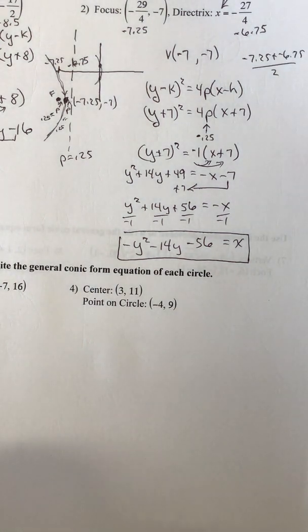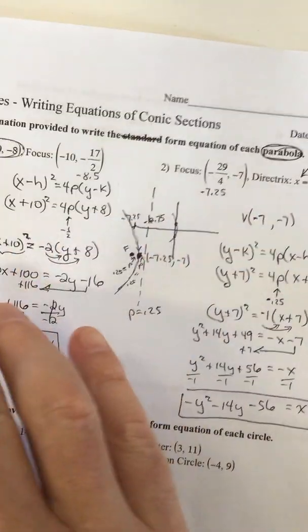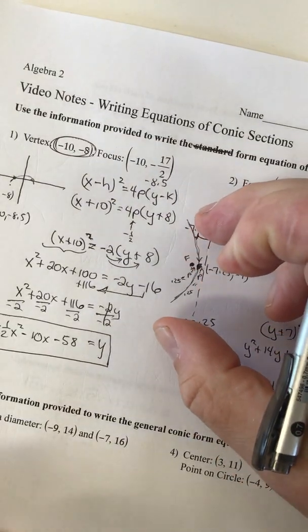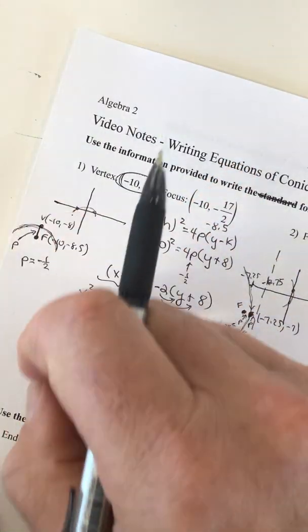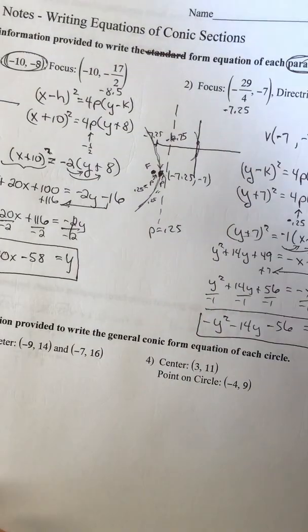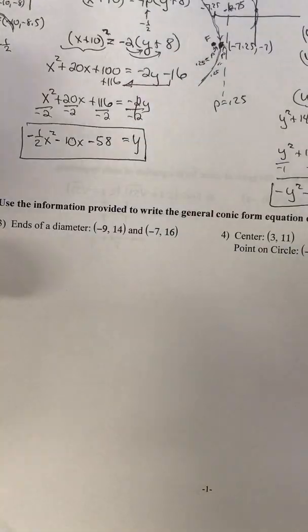Okay, so there's a couple different things. See how being given different information really forces you to understand what P is and understand which direction it's going. That's the point of these. Okay, let's try number 3.